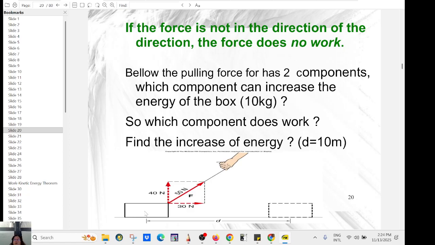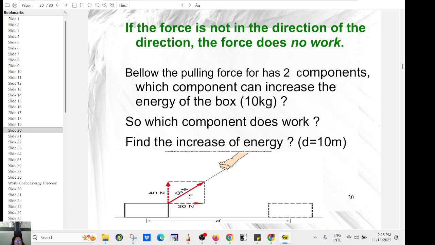which number will you use? Which one is helping making it go faster? Is the component 40 helping making it go faster or accelerate? No. So we only use the component parallel to the displacement. We did that already when we used Newton's second law along the x-axis.